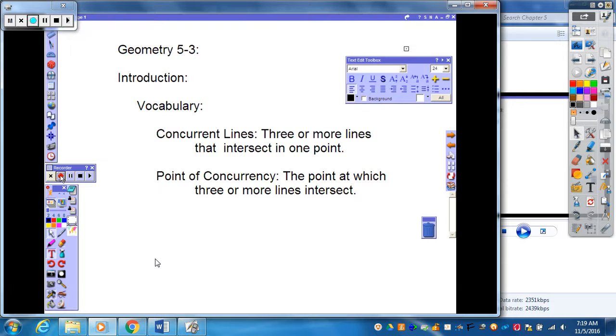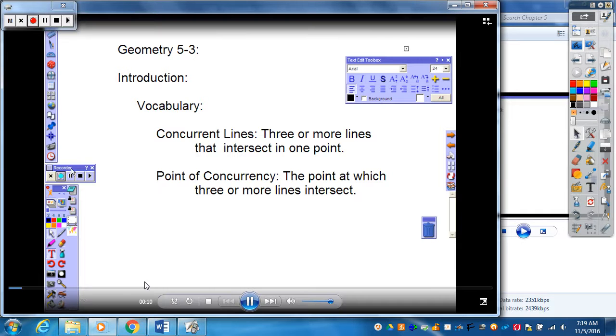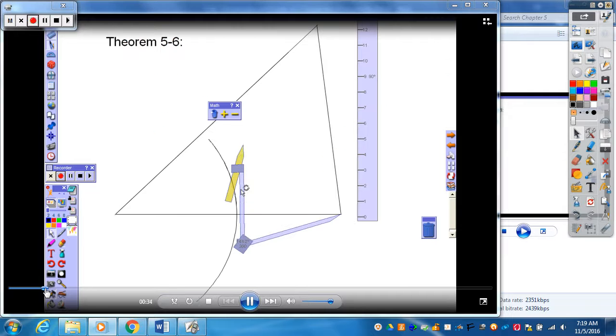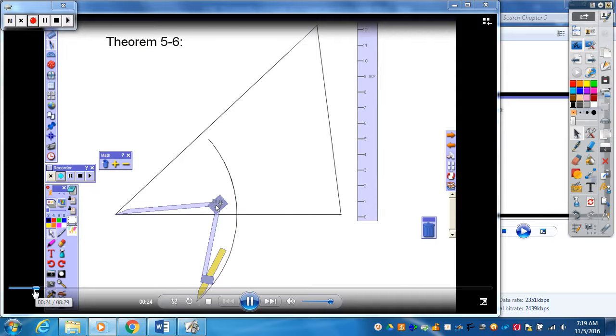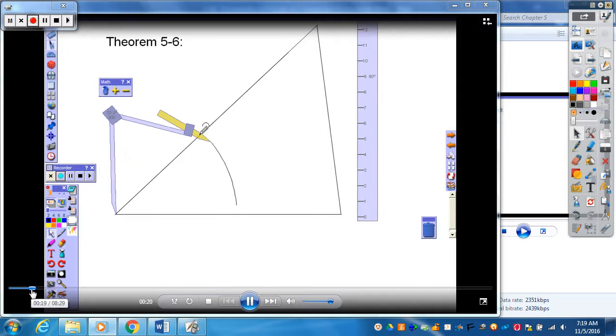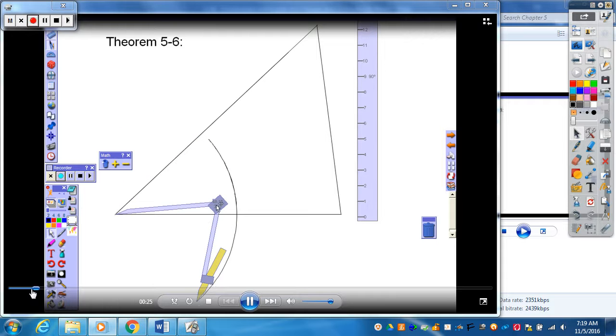Initially you'll see the new terminology, concurrent lines. So there you go, concurrent lines. 3 or more lines that intersect at one point, okay? And then the point of concurrency is the point at which the 3 or more lines intersect. So it's where they come together. All right, so let me explain what's going to happen here with this video. A construction is anything that you do with a compass and a straight edge.